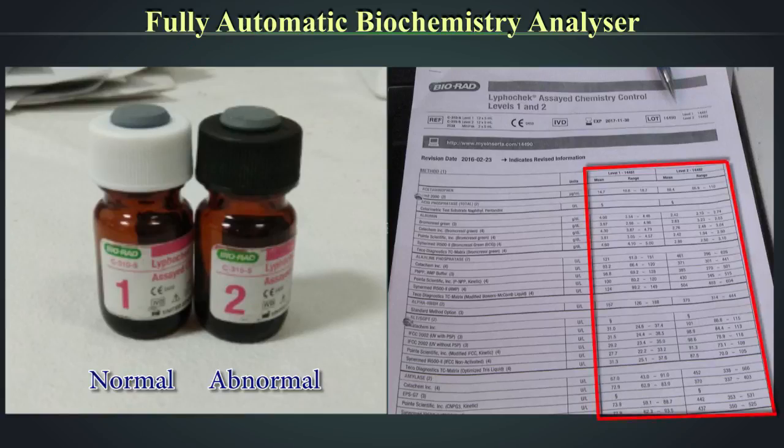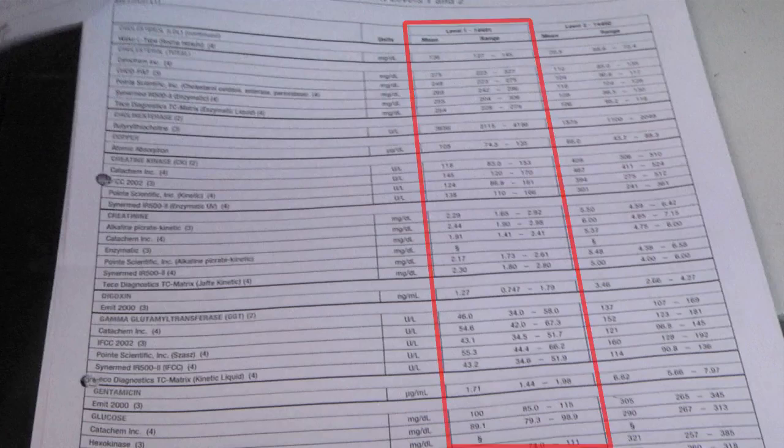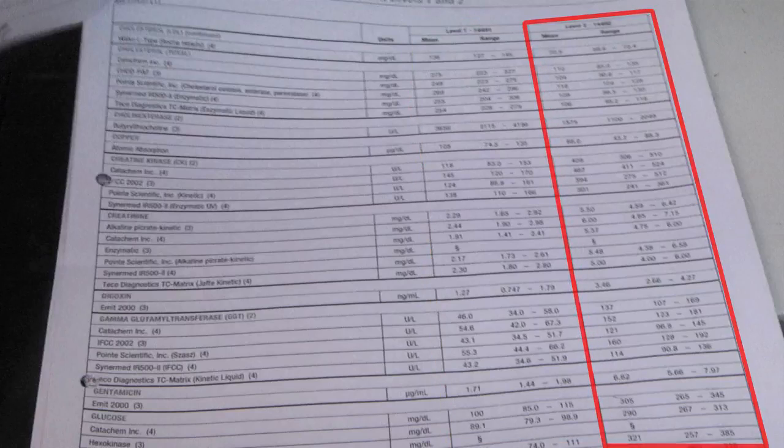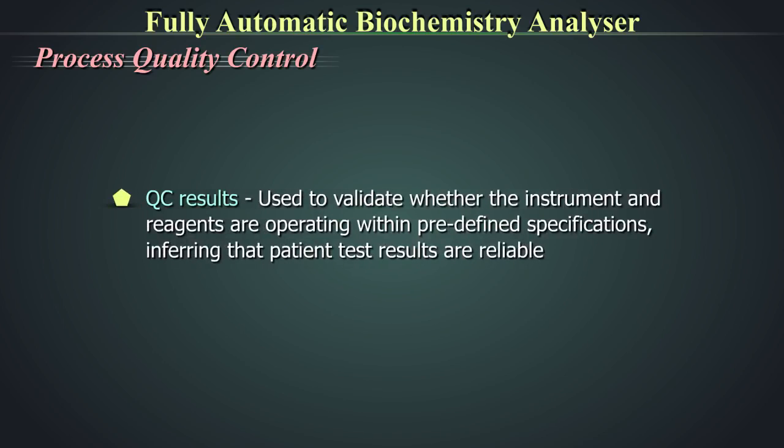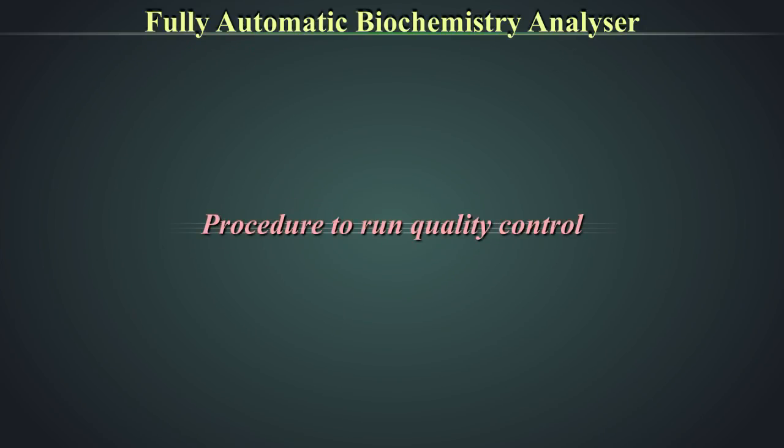For biochemistry, we use quality control product containing different analytes. They can be of normal or abnormal levels. A normal control contains analytes in the normal biological reference range, while the abnormal control product contains the analyte at a concentration above or below the normal reference range for the analyte. Quality control results are used to validate whether the instrument and reagents are operating within predefined specifications, inferring that patient results are reliable.